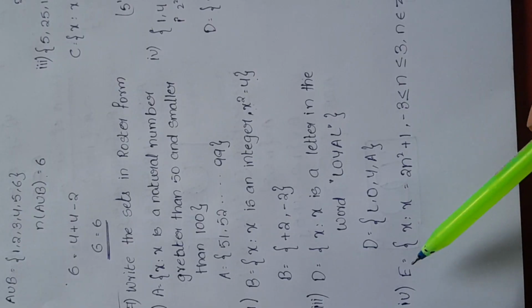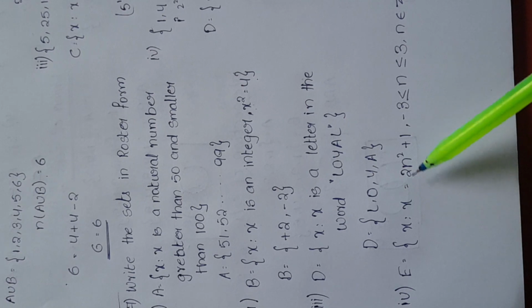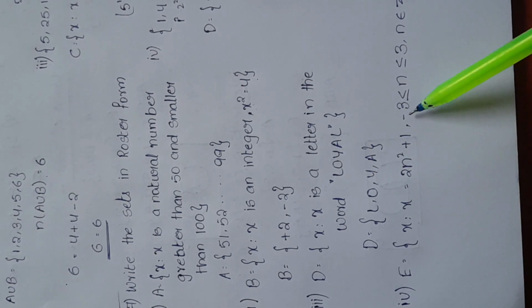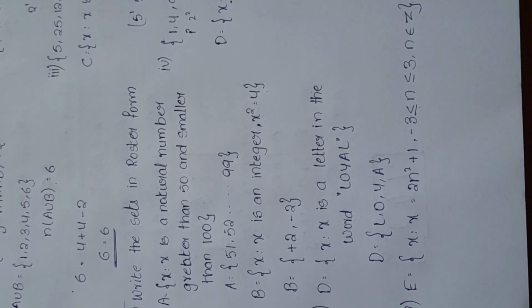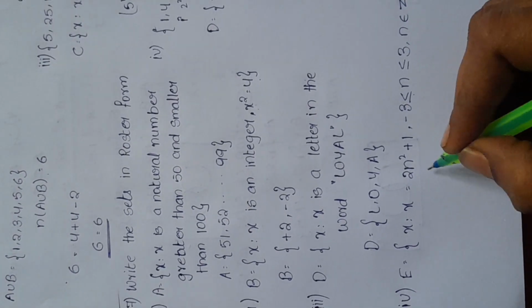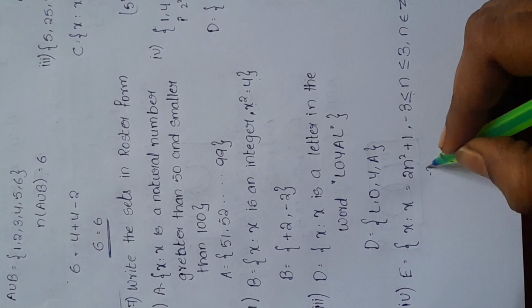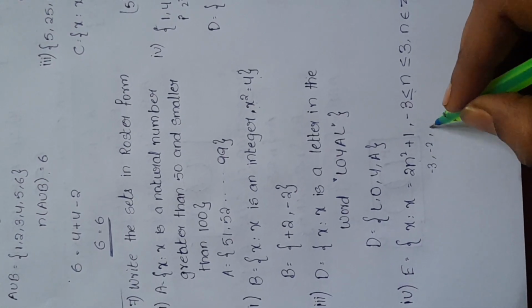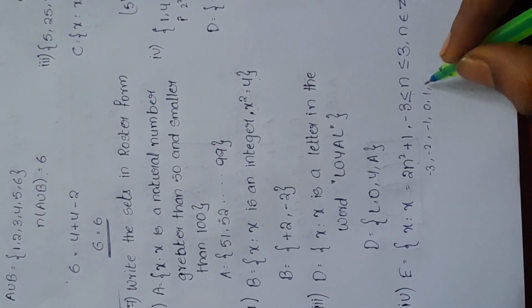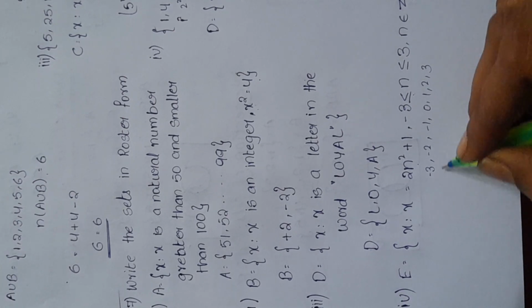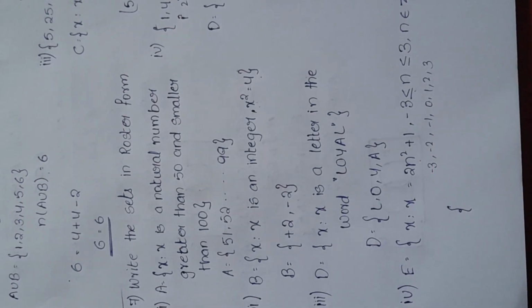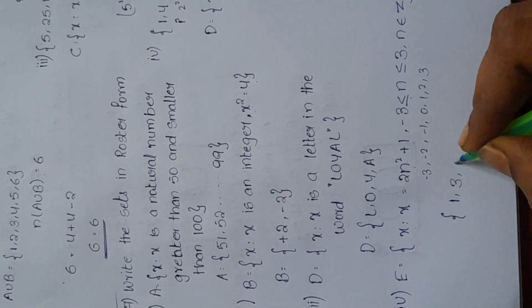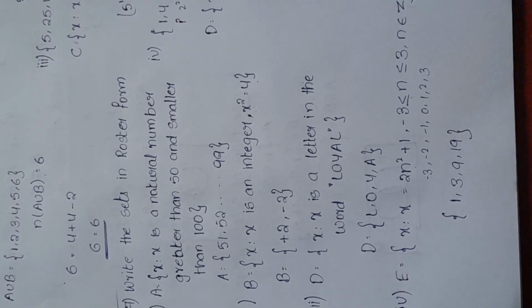Fourth question. Set E is equal to x, x is equal to 2n square plus 1, where minus 3 is less than or equal to n, less than or equal to 3, and n belongs to Z, that is integer. Now we should substitute the value of n as minus 3, minus 2, minus 1, 0, 1, 2, 3. By substituting all these values we get the value of x. So the set becomes {1, 3, 9, 19}.